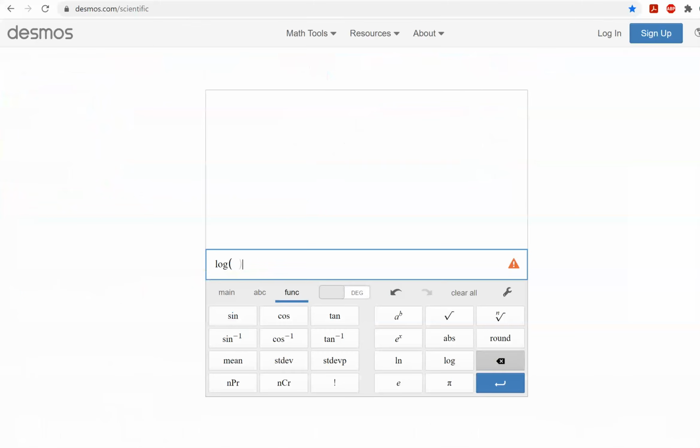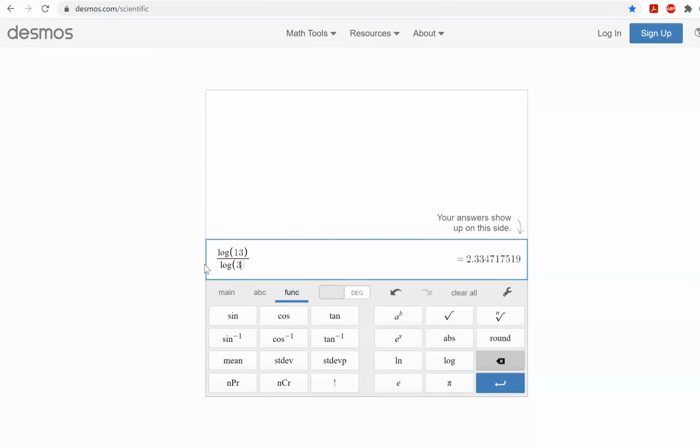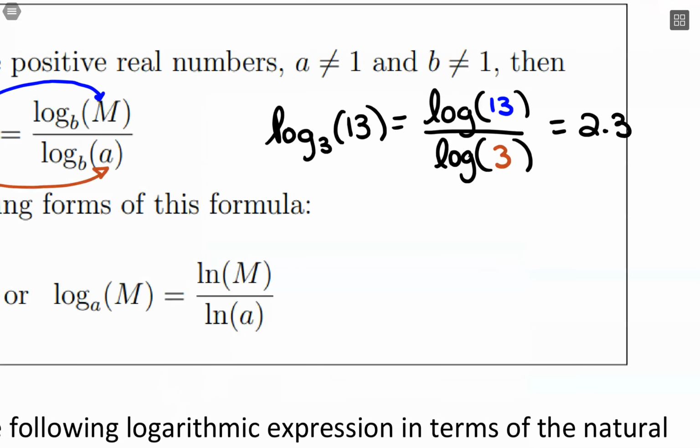I had my guess that it's between 2 and 3. Now I can type in logarithm of 13 divided by logarithm of 3. And there's my number that's between 2 and 3. So I get 2.33. That's the exponent that I would need on 3 in order to get 13 out. So I can change this to a base 10 calculation. That's my change of base in this change of base formula: I started with something in base 3 and then I ended up with the calculation in base 10.